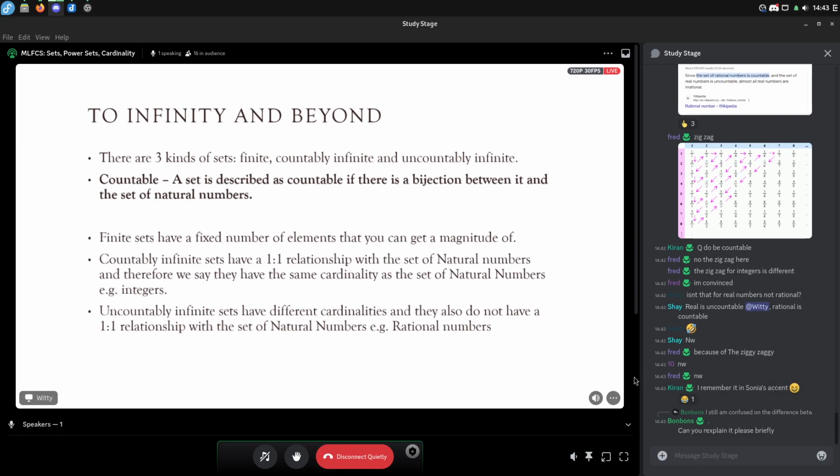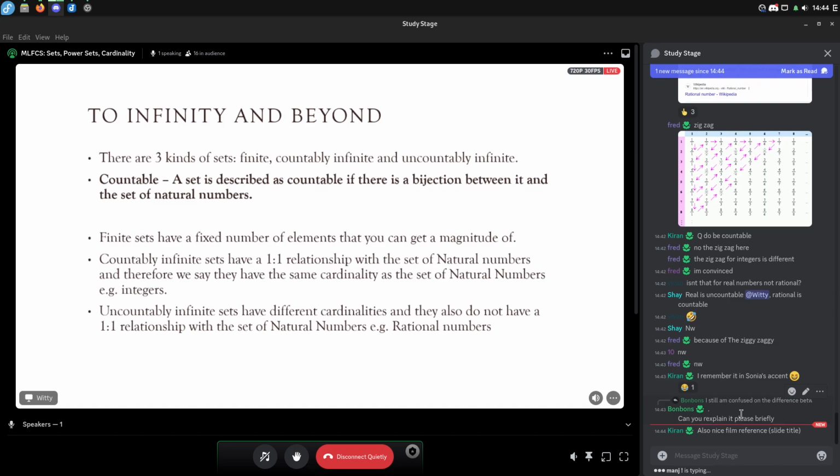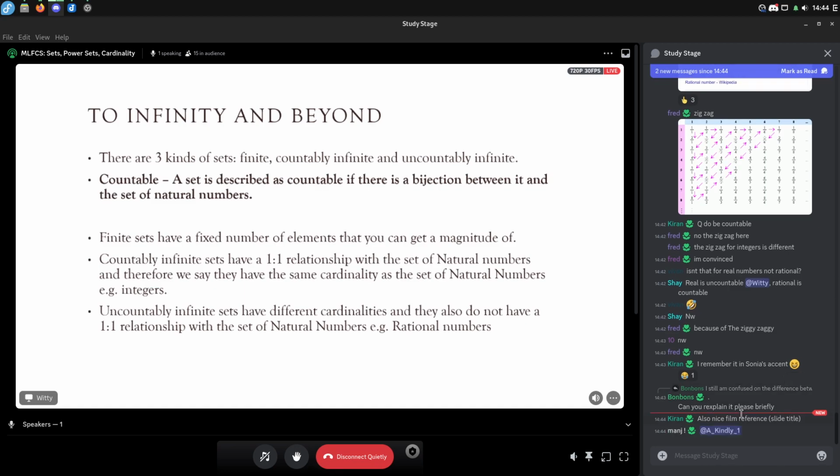Can you explain it? I'm confused about the difference between countable and uncountable infinite. Okay. All right. So basically, countably infinite is an infinite thing that you can relate to natural numbers, right? The set of natural numbers is 1, 2, 3, 4, 5, 6, 7, 8, 9, and so on. They are integers, but only the positive ones.